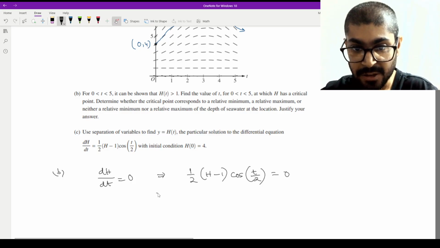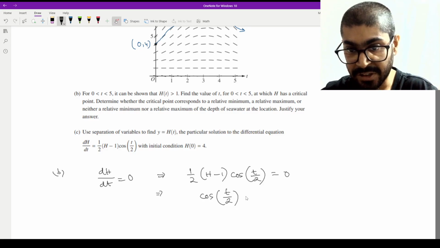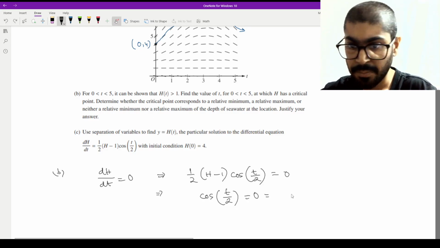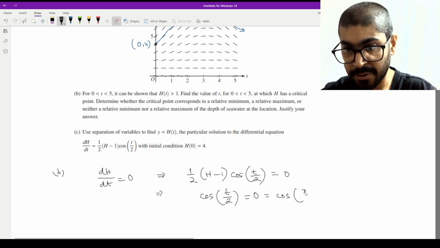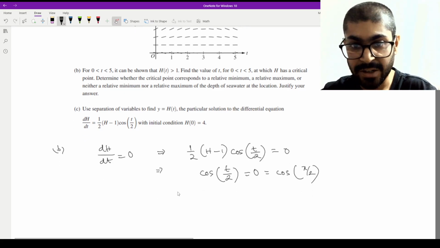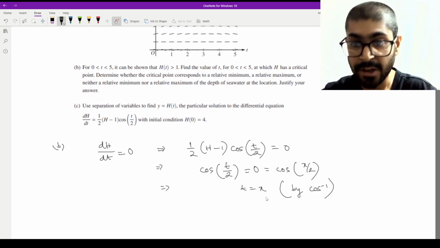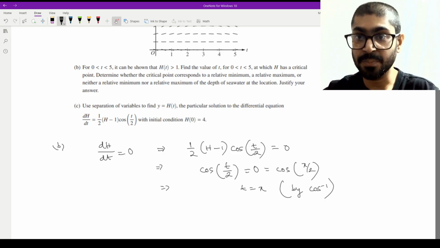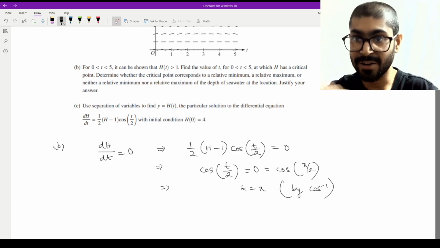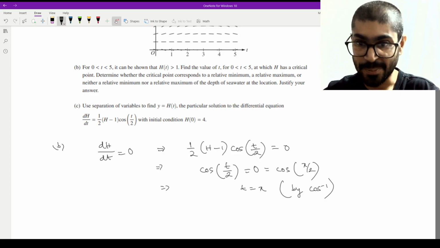So this implies cos t by 2 is 0, equal to cos pi by 2, right? Because cos pi by 2 is 0, which implies t equals pi. Make sure that when you are working this problem on the answer sheet, you're not cancelling the cos, because it's not a product. All right, so t equal to pi is the inflection point.